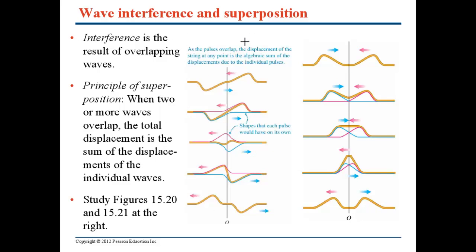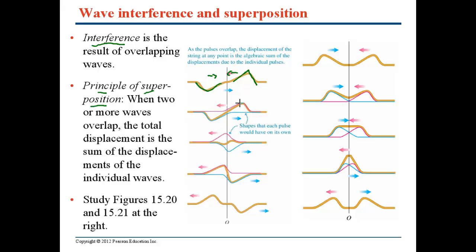Now suppose I have more than one wave on a string. What's going to happen? Suppose I have a pulse right there and a pulse right here. This pulse is moving in that direction, this pulse is moving in that direction. Then these waves are going to interfere. They're going to essentially overlap. How the rope is going to behave is going to be called the principle of superposition, which says when two or more waves overlap, the total displacement is going to be the sum of the displacement of each individual wave.